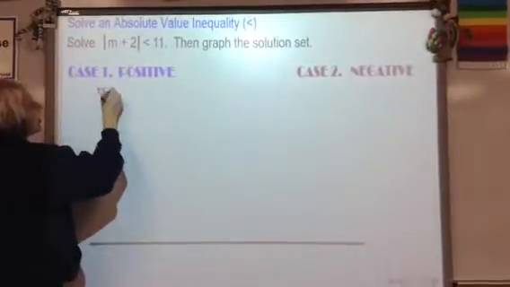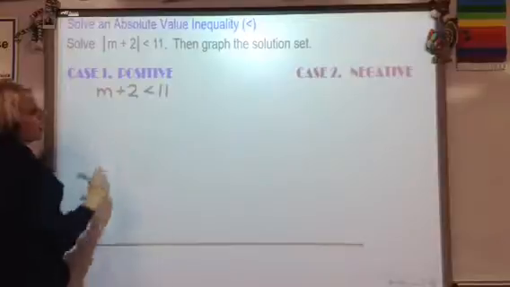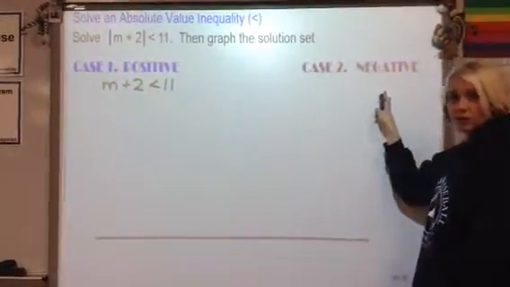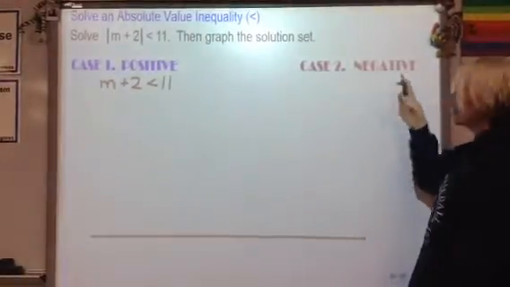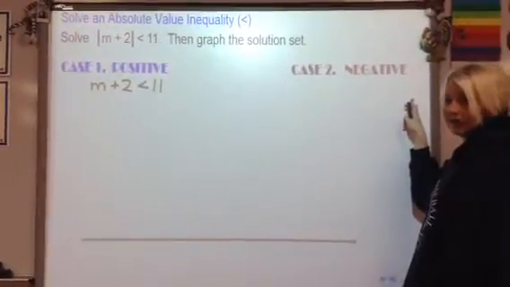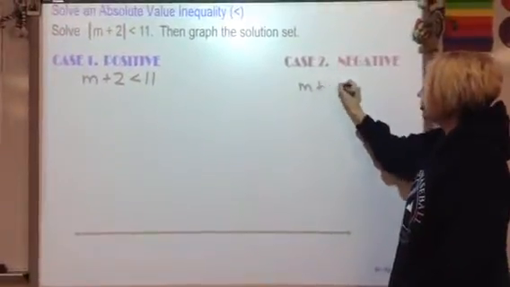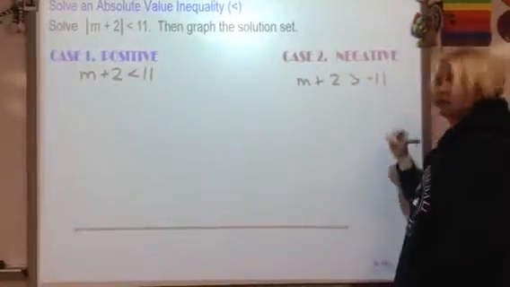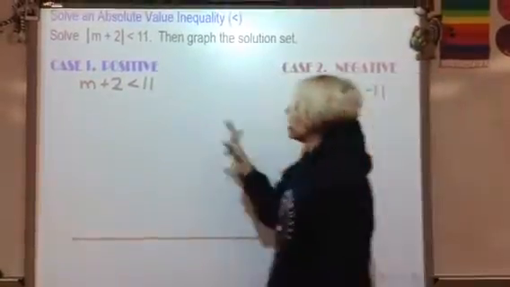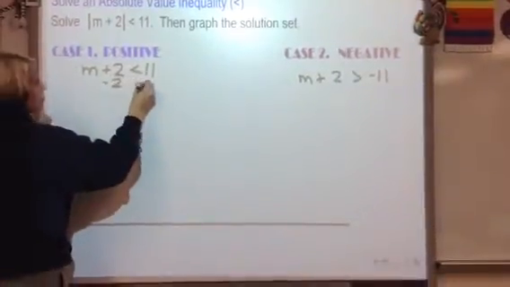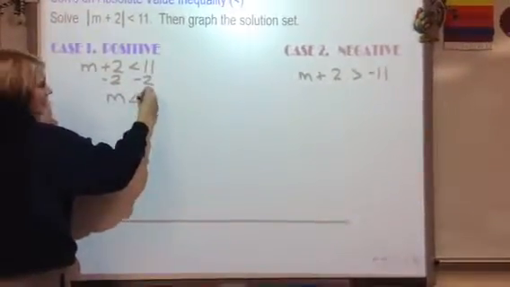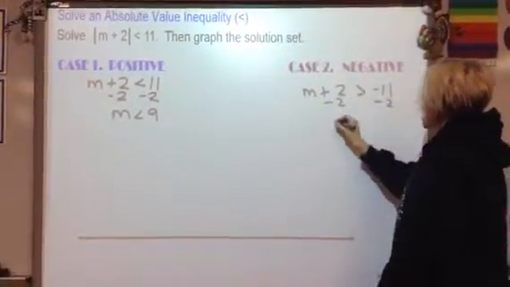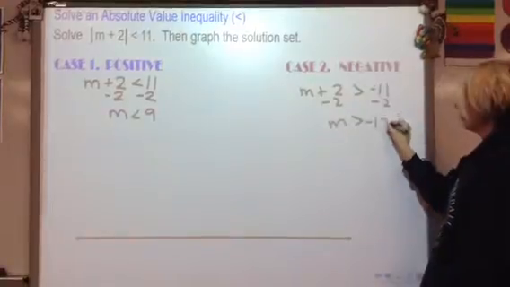So I'm going to make a positive case. For the negative case, we're going to do 2 things. We're going to flip the symbol because it's a negative, and then we're going to make the value on the right side negative. So this will be m plus 2 is greater than, we flip the symbol, and then we make it -11. That's the negative case. On the positive case, we subtract 2, and we get m is less than 9. On the negative case, we subtract 2, and we get m is greater than -13.